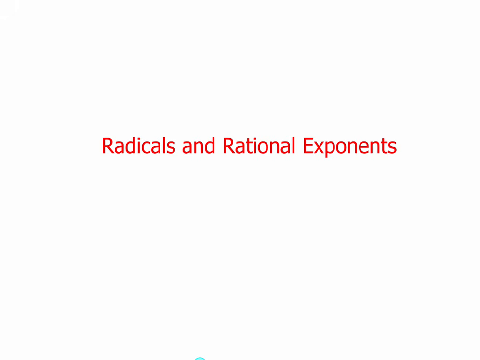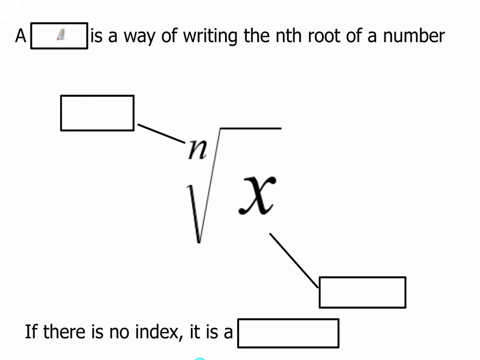In this video, we're going to be discussing radicals and rational exponents. A radical is a way of writing the nth root of a number. This right here is a radical, and you're probably used to seeing these with square roots, but it doesn't have to be a square root. It could be a cube root or a fourth root or a fifth root. The roots go up as powers go up, and a radical is just taking the root of a number.